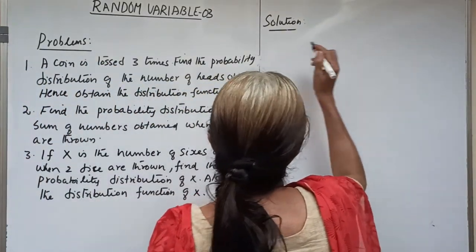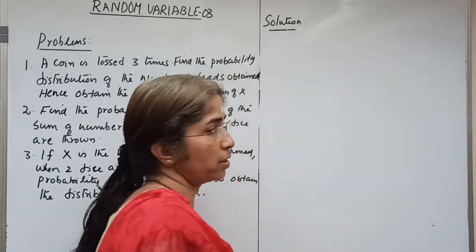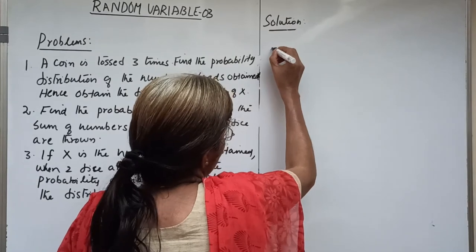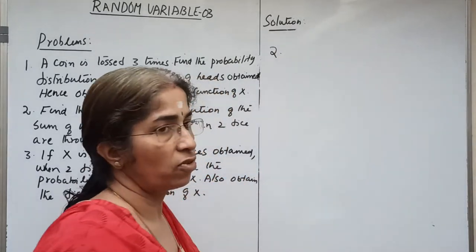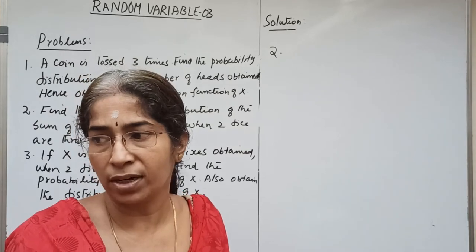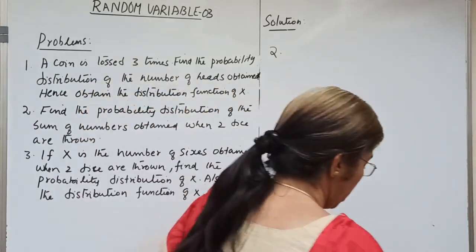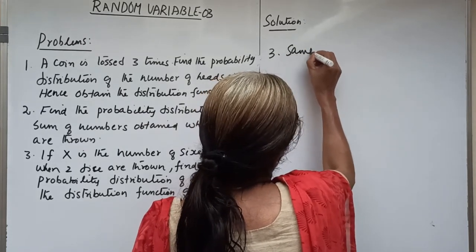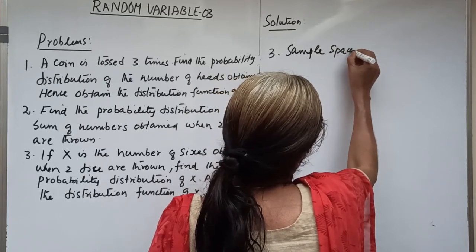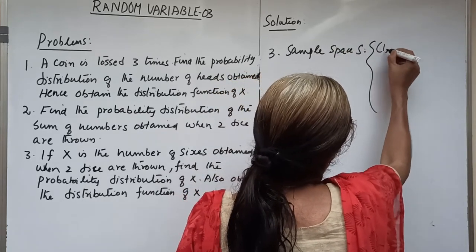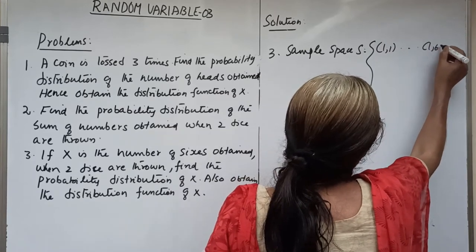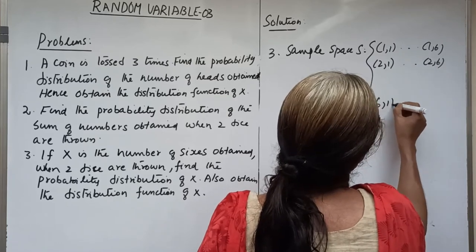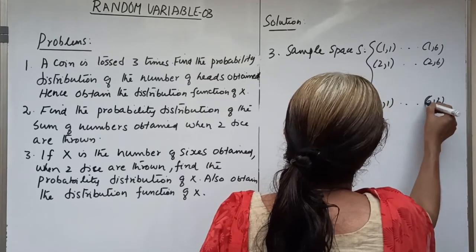Here also we have to consider the sample space. We have already written the sample space in this case, so I will just mention it: the sample space S is the set of all possible results, from 1, 1 up to 1, 6, 2, 1 up to 2, 6, and so on, up to 6, 1 and up to 6, 6.